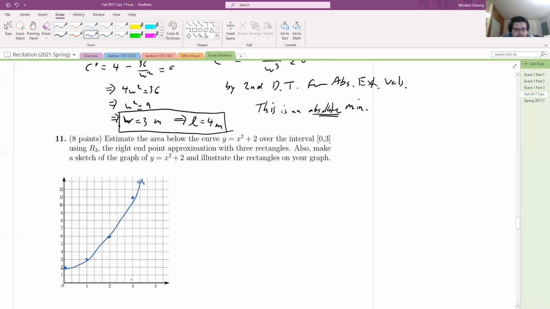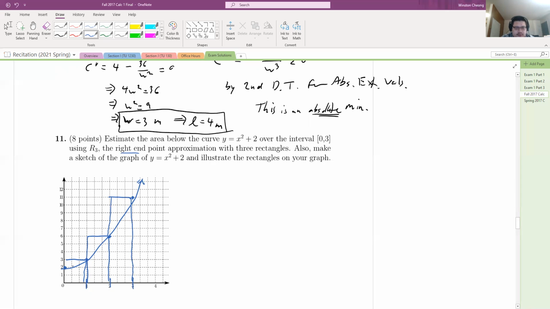And we want to use 3 rectangles. So that's pretty easy to do. The rectangles all are going to have width of 1. And we want to use the right endpoint approximation. So that means that the height of the rectangle is going to be given by the height of the right endpoint of each of the subintervals. So this rectangle from 0 to 1 takes the value at 1, 1 to 2 takes the value at 2, and 2 to 3 takes the value at 3. And so these are going to be the rectangles that you sketch.